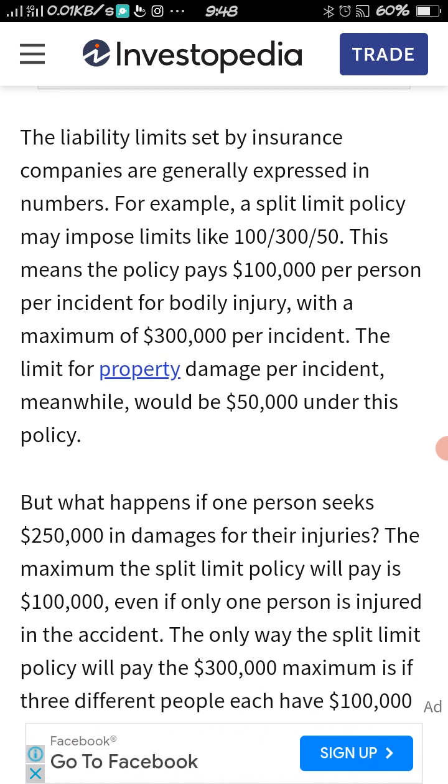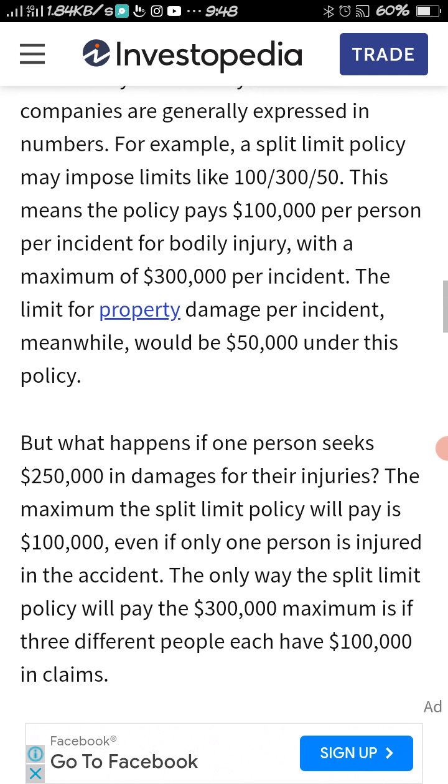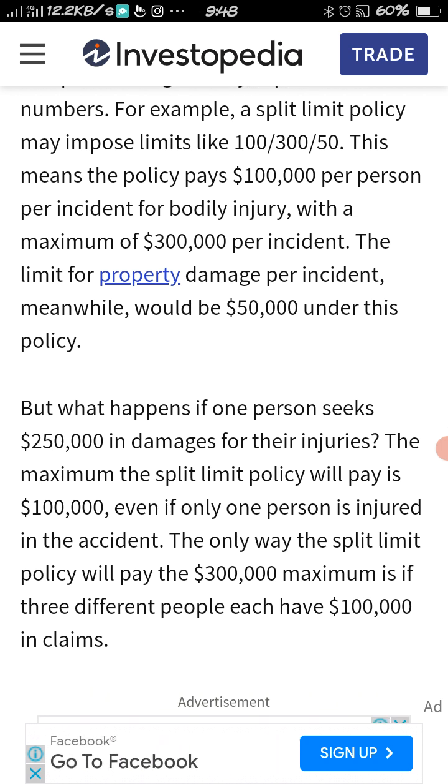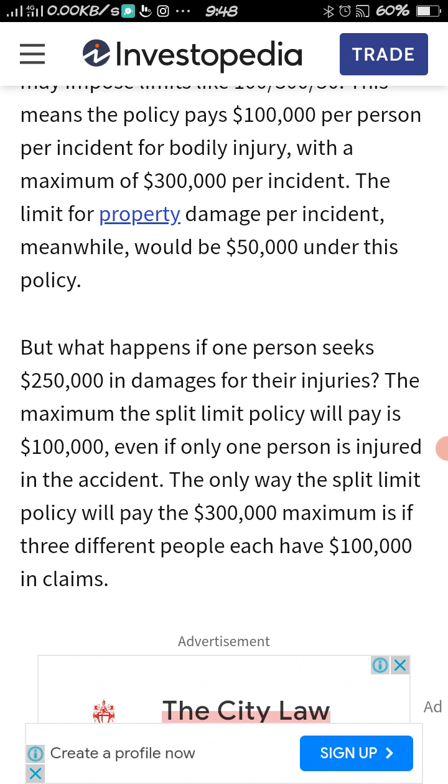But what happens if one person seeks $250,000 in damage for their injury? The maximum the split limit policy will pay is $100,000, even if only one person is injured in the accident. The only way the split limit policy will pay $300,000 maximum is if three different people each have a $100,000 claim.